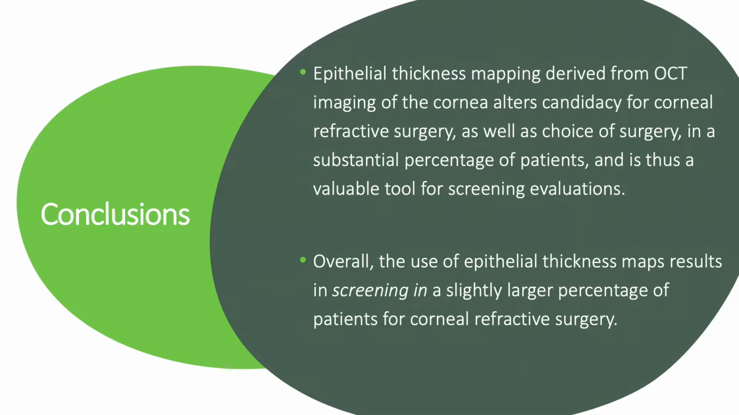In conclusion, epithelial thickness maps derived from OCT imaging alter candidacy for corneal refractive surgery, as well as the choice of surgery in a substantial percentage of patients, and are thus a valuable tool for screening evaluations. Overall, the use of epithelial thickness maps results in screening in a slightly larger percentage of patients for corneal refractive surgery. Thank you.